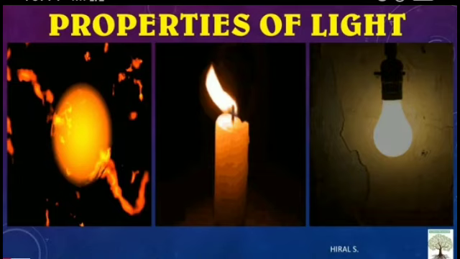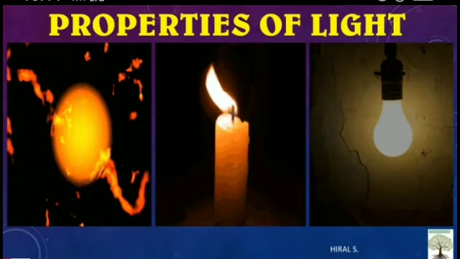Light is a form of energy. Light always travels along a straight line. Light does not need any medium for its propagation. It can even travel through vacuum. The speed of light in vacuum or air is c = 3 × 10^8 meters per second. Light is in the form of waves.